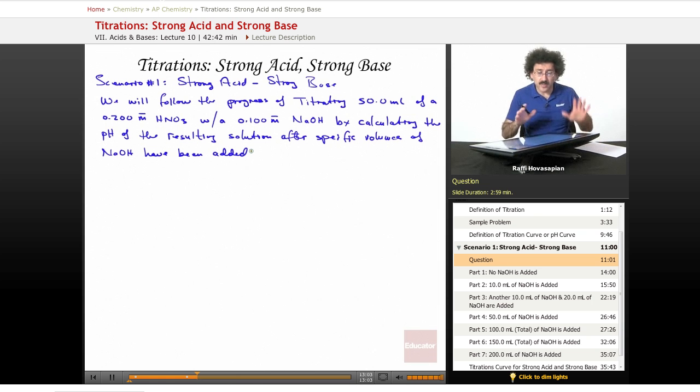So we're going to follow the progress of titrating. We have 50 milliliters of a 0.2 molar HNO3 solution sitting in a beaker, and to that we're going to add various volumes of this 0.1 molar sodium hydroxide, different volumes, 10, 20, 30, 40, 50 milliliters, and each time we add these volumes, we're going to stop and calculate the pH at that point. We want to follow the progress of the pH to see what happens, and that's what we're going to plot.